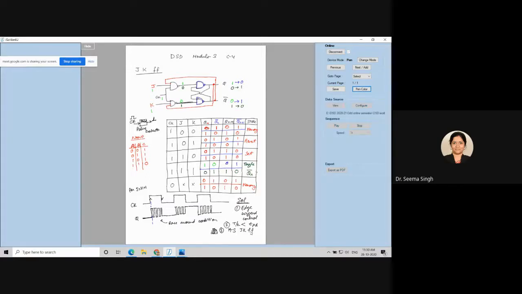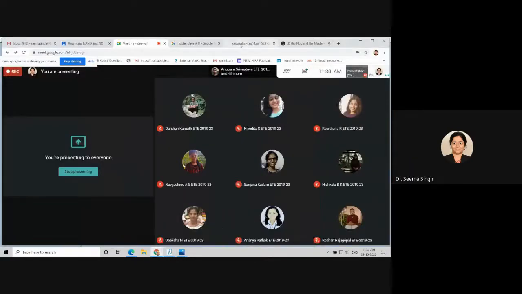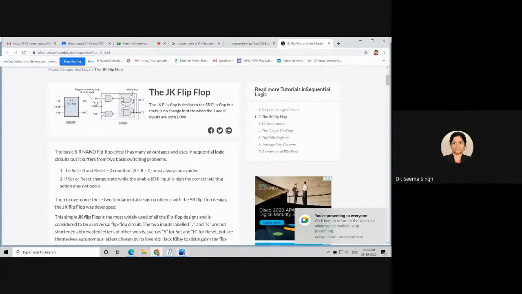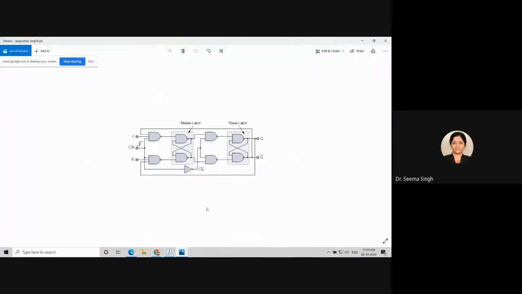So next I need to teach you master slave JK flip flop. I will show you the diagram. Okay, see this is your master slave JK flip flop. You need to note this diagram.